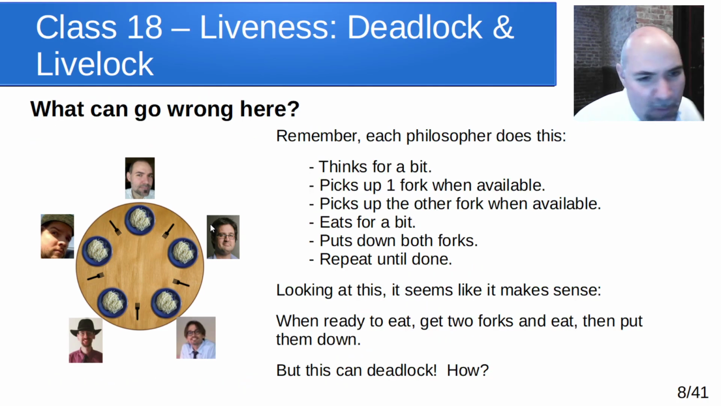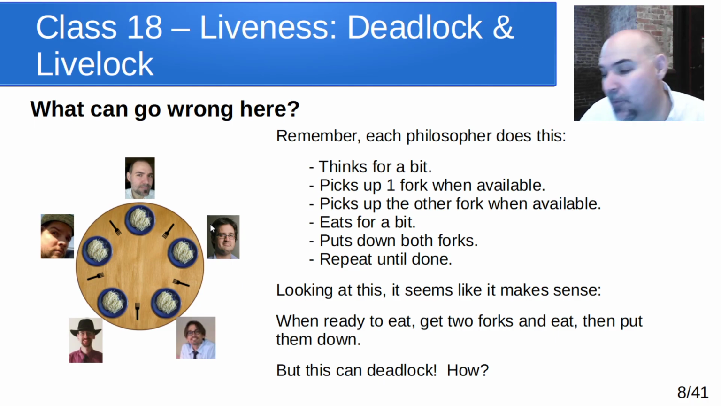All right, so let's think about what could go wrong with that, because it seems to make sense. There's enough forks to go around. Everybody can have 2, maybe not at the same time because they can't share one, but there's nothing here that they're all going to necessarily lock up. But think about what can happen here, that each philosopher does this. They think for a little bit, and they pick up some fork.